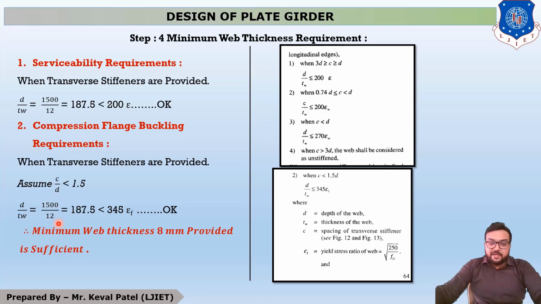1500 divided by 8, so you will get your answer 187.5, and this 187.5 is less than 345 epsilon. And as per the given condition, your section selection for the web is also the same. So you can see that finally your thickness, which is assumed as 8 mm, is sufficient.